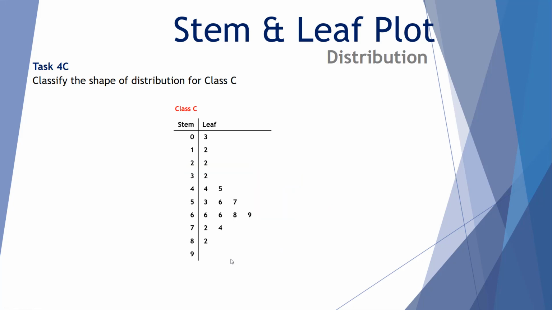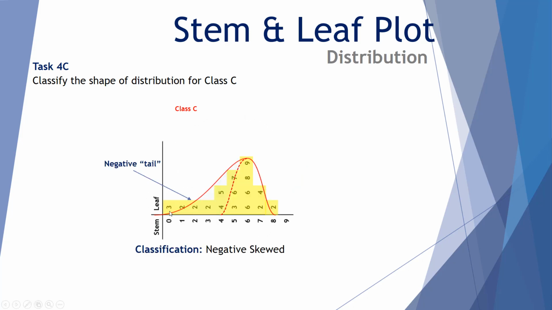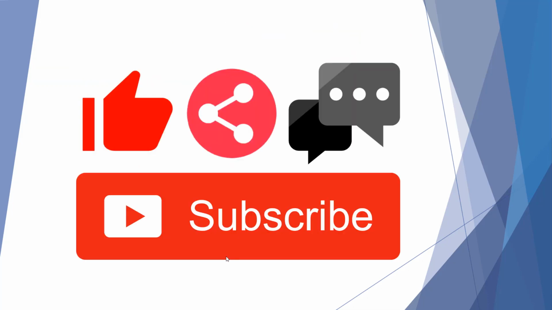Finally, let's classify the shape of distribution for Class C. Here's our stem and leaf plot. Let's rotate that 90 degrees to the left and create ourselves a histogram. This is the reverse. If this data was symmetrically distributed, we'd find it would finish with this dotted line here. This distribution has a negative tail, an extension of numbers that go towards the zero origin or towards the negative side of a graph. So this classification represents a negatively skewed distribution. It is negatively skewed.